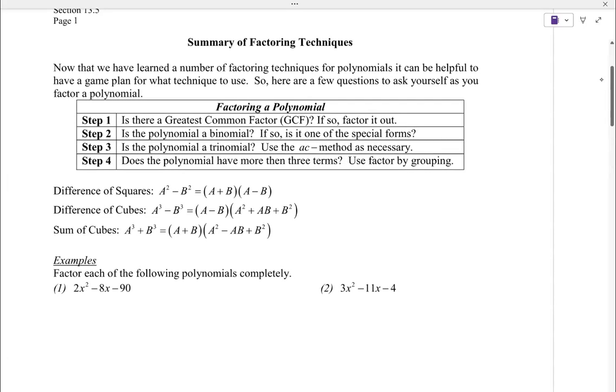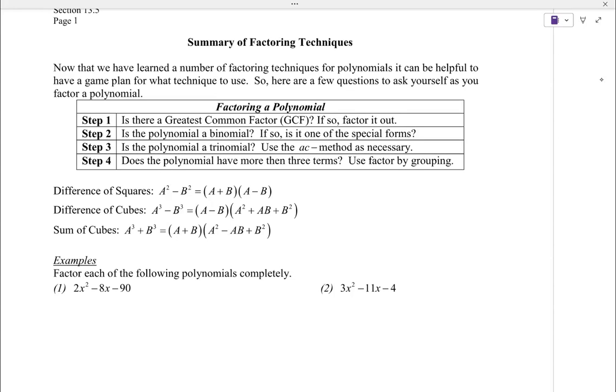I've mentioned this already, but just to go through it again, your very, very first step every single time should be, is there a GCF? Right? And I've mentioned this already today. That should be step one of every single factoring problem you try to do. You look at it, see if you can factor out a GCF.